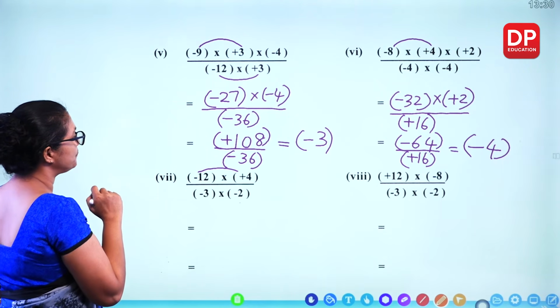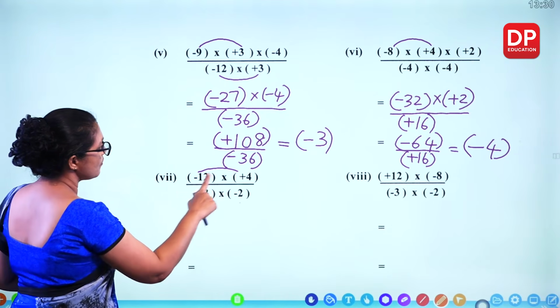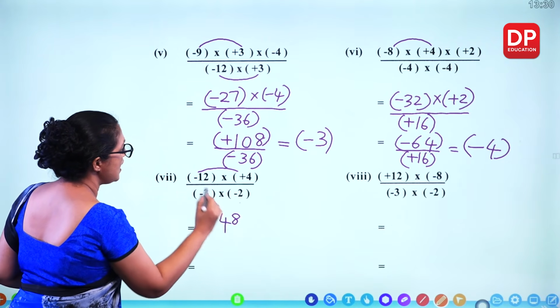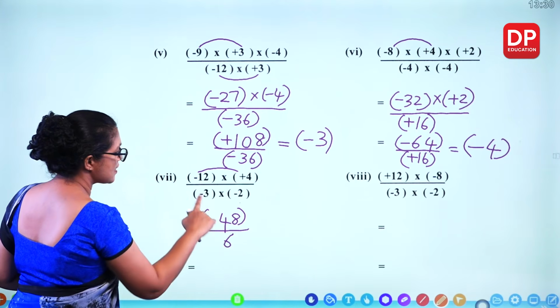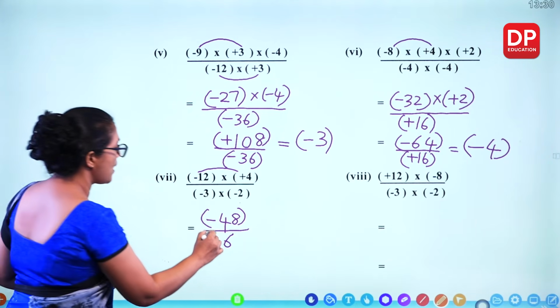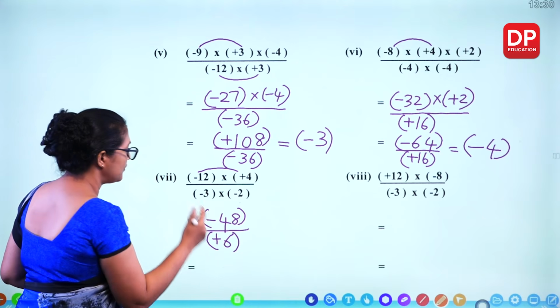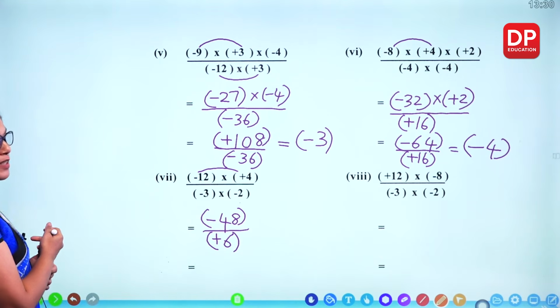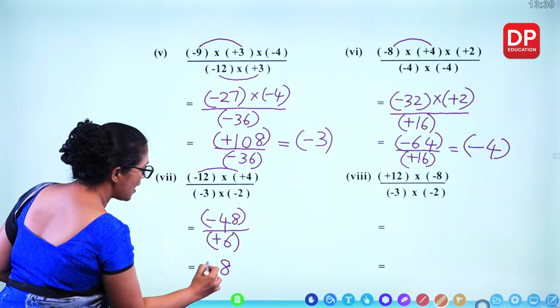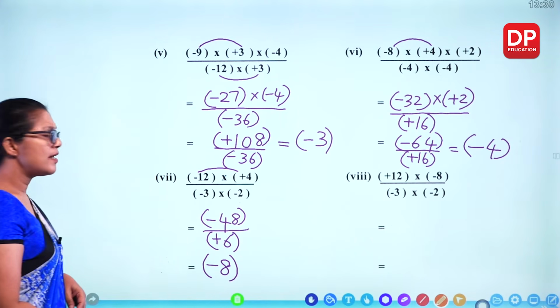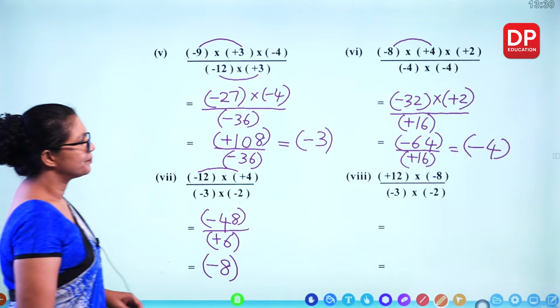Twelve times 4, you get 48, that's minus. 3 times 2, 6. Minus, minus, plus. Now, divide 48 divided by 6, 8. But this is minus because 1 is negative and 1 is positive.